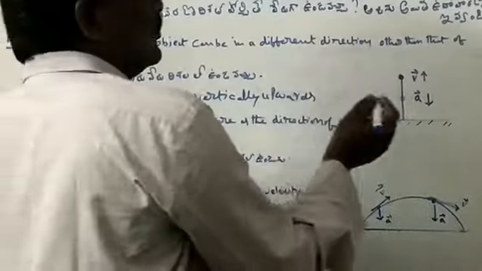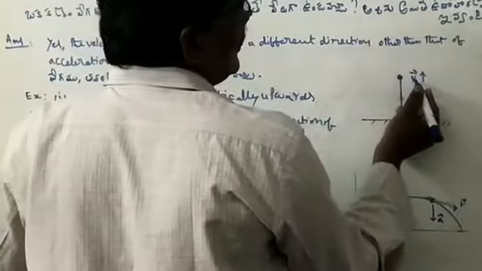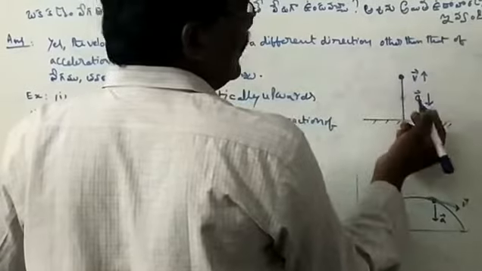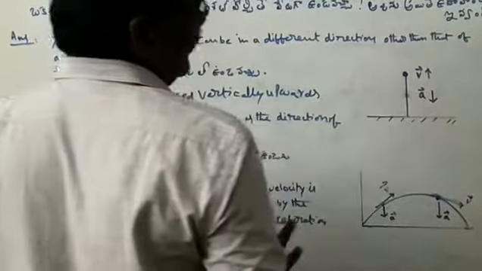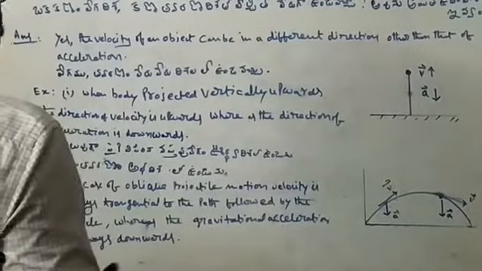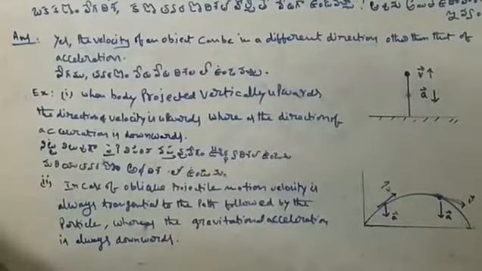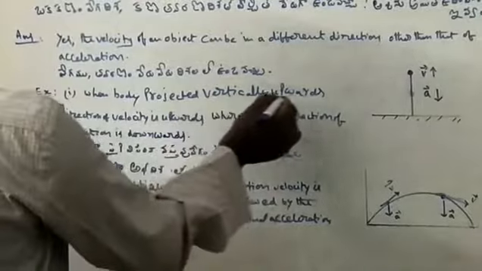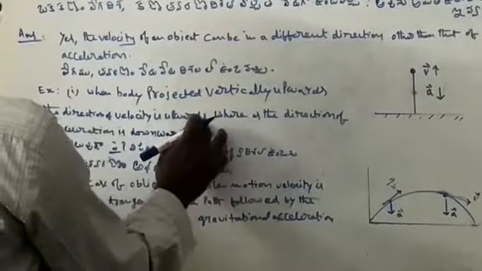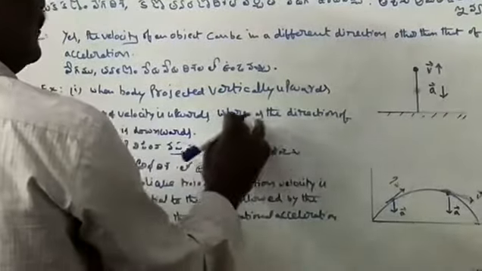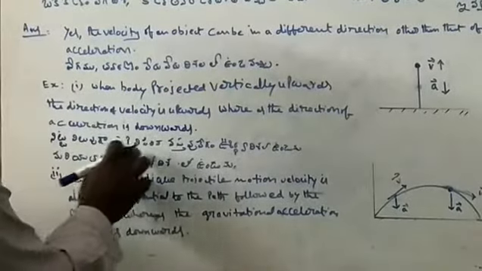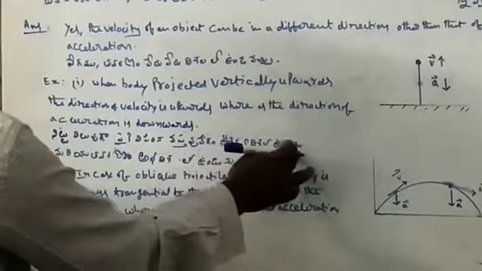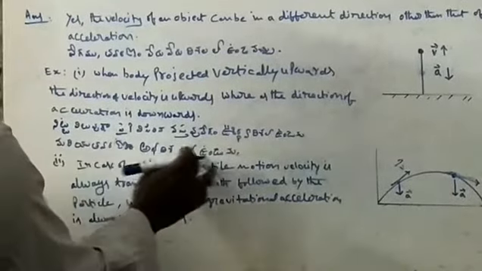The direction of velocity is upwards, and the direction of acceleration is downwards, towards the earth. The two are in opposite directions. When a body is projected vertically upwards, the direction of velocity is upwards, whereas the direction of acceleration is downwards.